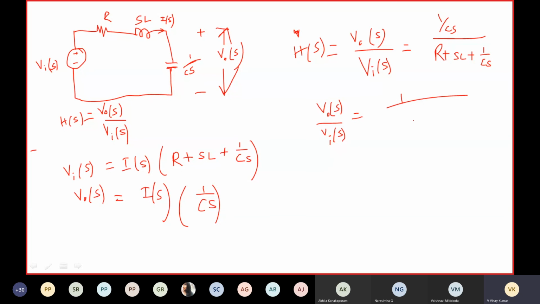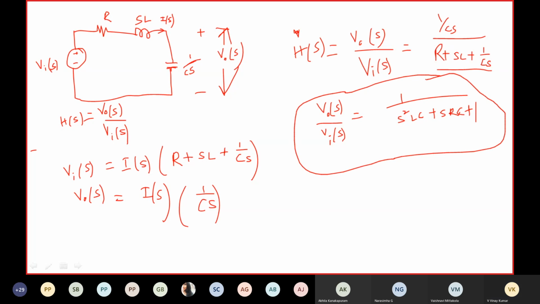Finally you are going to get like this. After simplifying, the numerator is multiplied with CS and the denominator is multiplied by CS, and we get 1 by S square LC plus S RC plus 1. So this is the transfer function of this series RLC circuit.